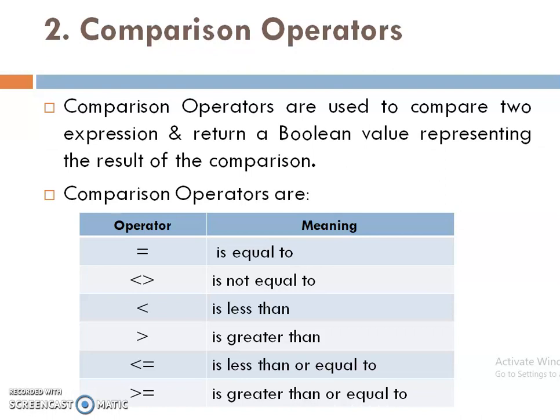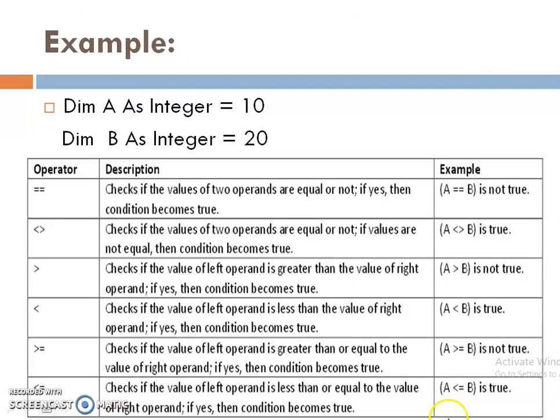Now second operator is comparison operator. Comparison operators are used to compare two expressions and return a boolean value representing the result of the comparison. Comparison operators are like equal, not equal, less than, greater than, less than or equal, and greater than or equal. Now see the example of comparison operator.